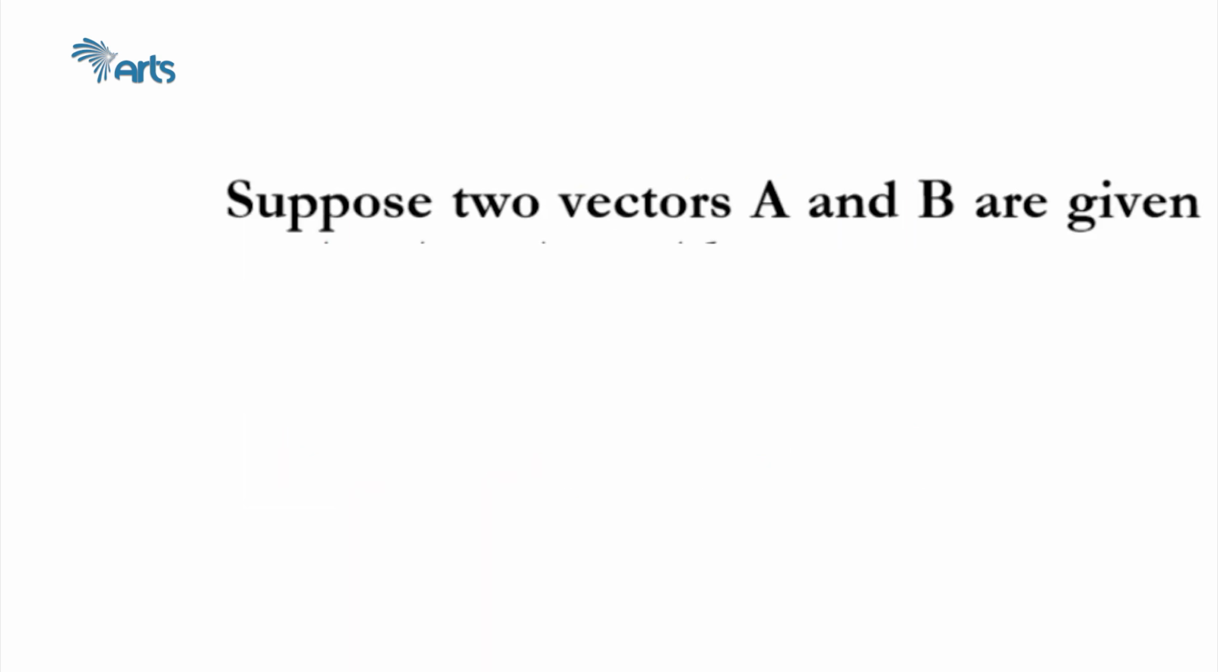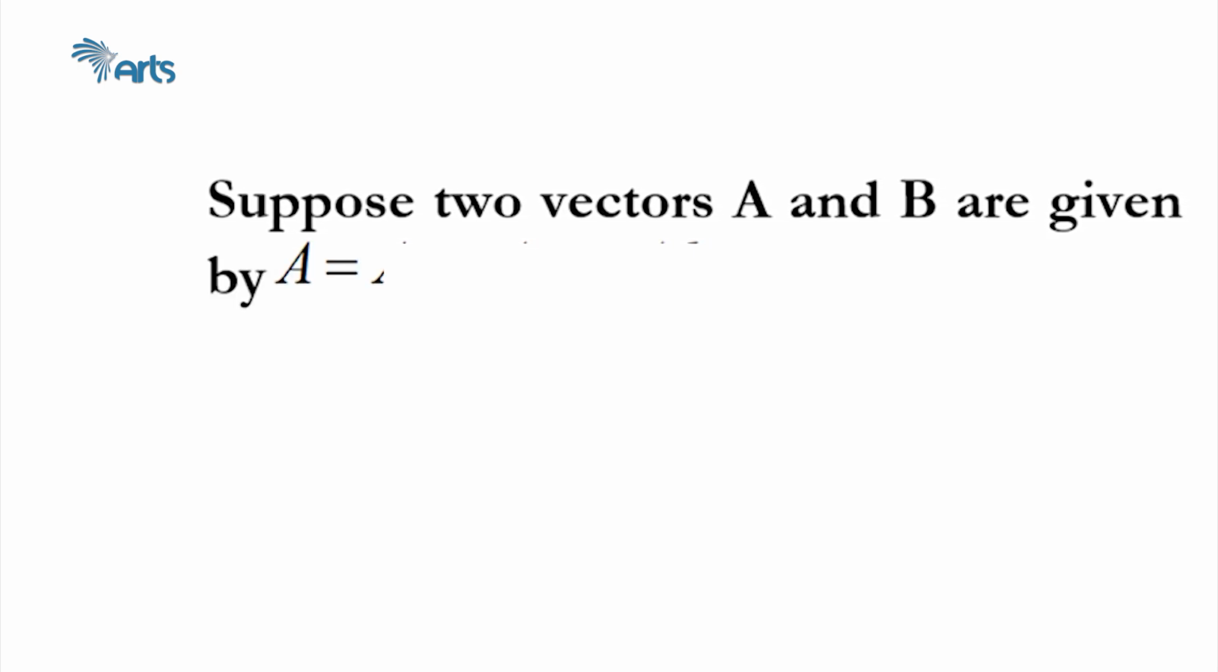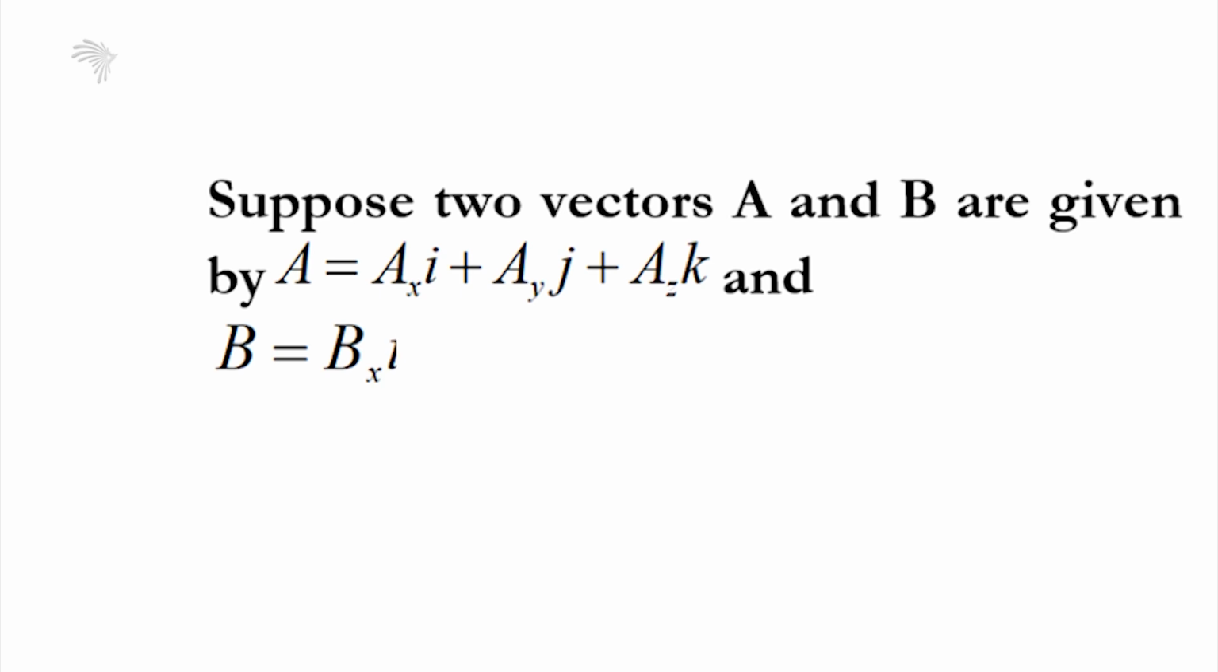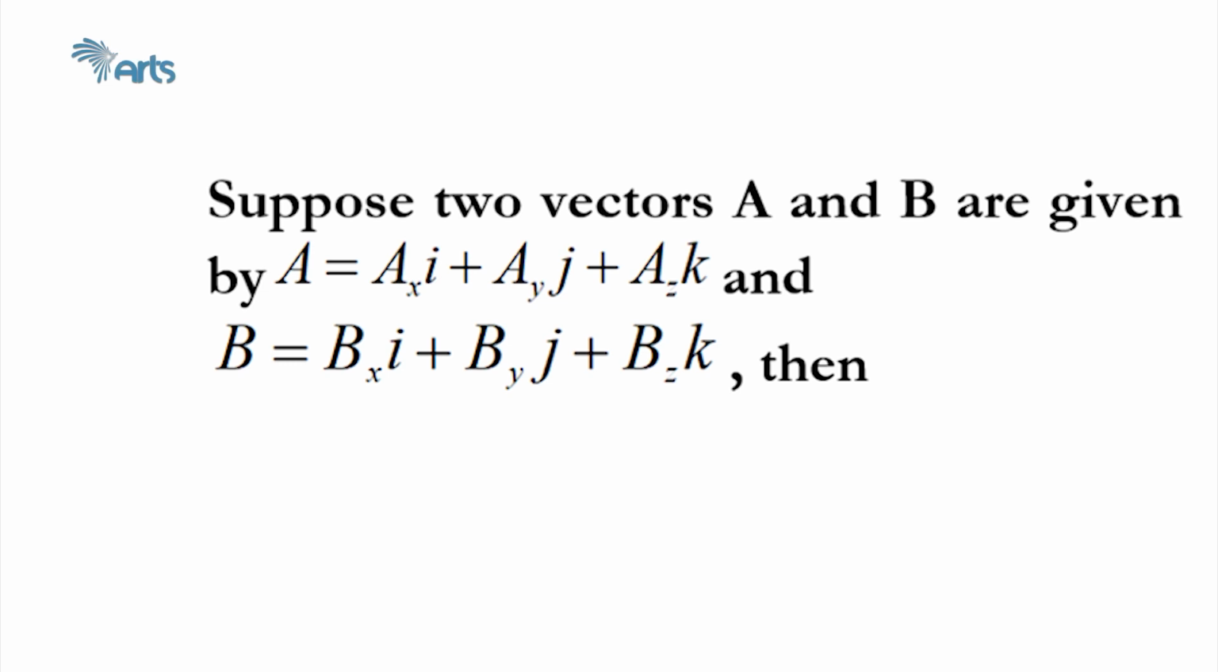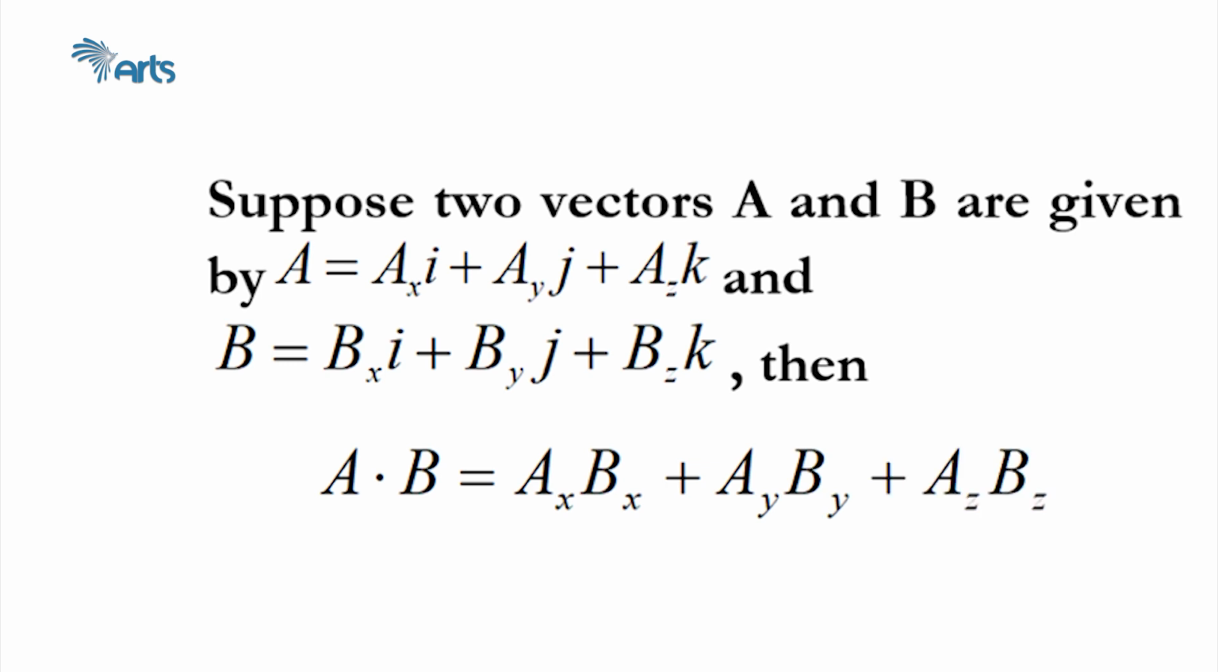Now, let's assume that we have two non-zero vectors that are expressed by their components. Let's say vector A equals ax i plus ay j plus az k, and vector B equals bx i plus by j plus bz k. Then to find the dot product of these two vectors, you have to apply the concept that we already stated before. And finally, the scalar product of these two vectors will be ax bx plus ay by plus az bz.